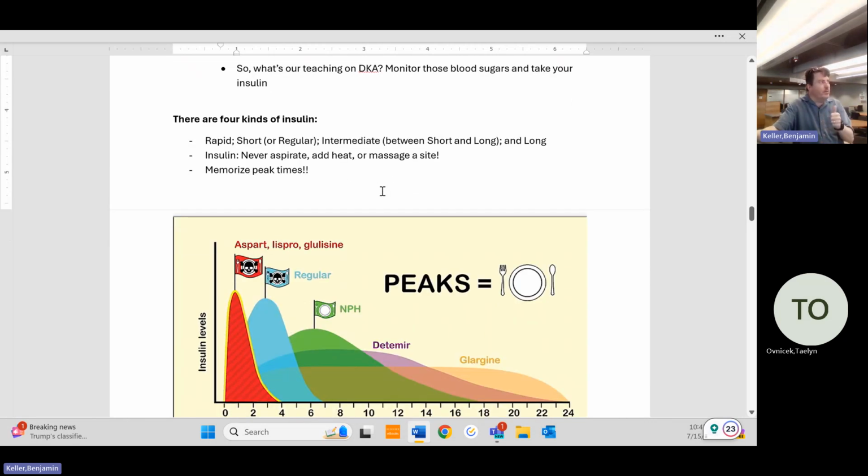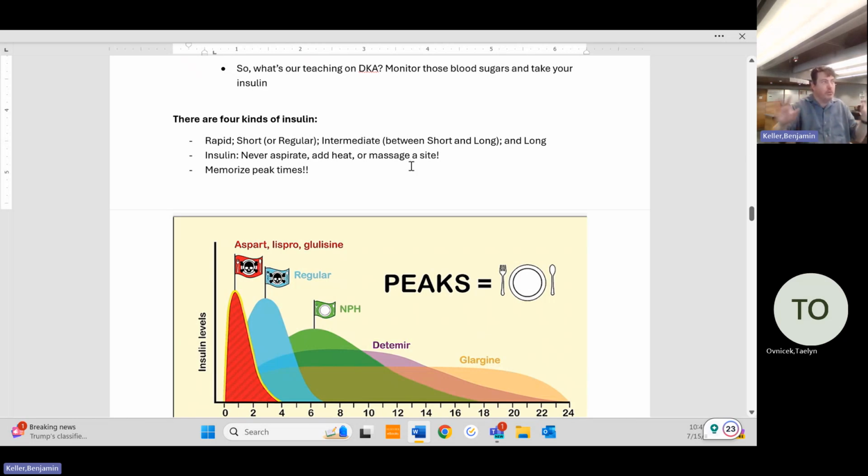Some of the things you need to know is with insulin, you never aspirate the site, so don't pull back on the syringe. It can cause trauma to the tissue. It's just not a good idea. Don't add heat to it, and don't massage the site that you give an injection to. Those are going to be some NCLEX questions. So like a patient says, hey, I should massage this after I give my injection.